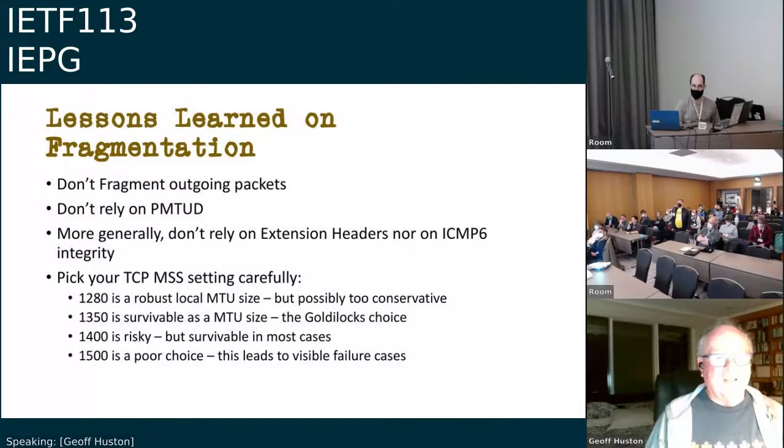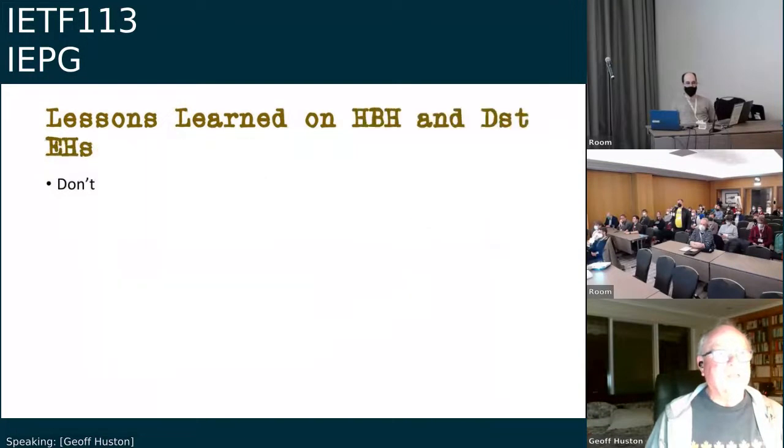So pick your MSS settings and TCP carefully. If you're going to fragment, keep it low. Keep it below 1400. It's a good idea. The lessons learned on hop by hop extension headers and destination option extension headers, that's easy. Don't.